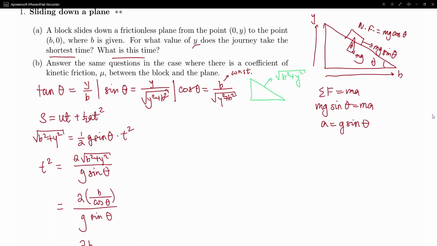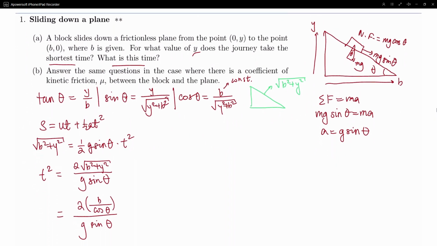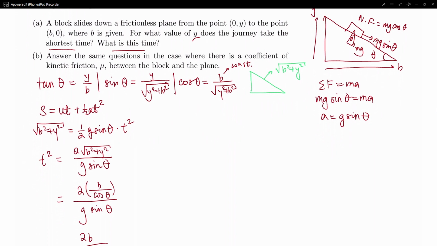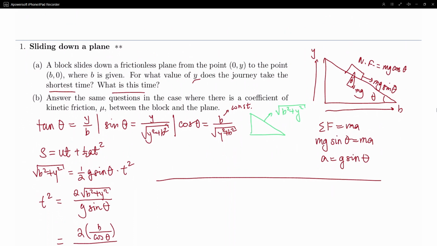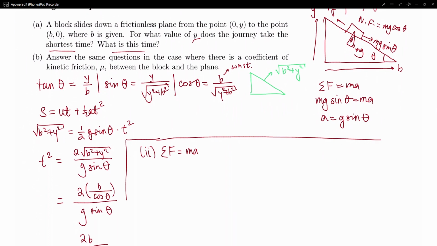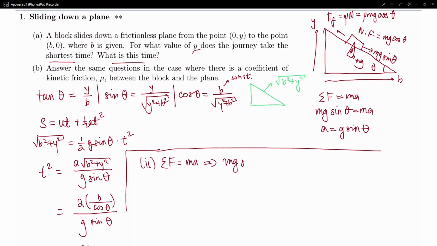Next, the harder variation to this problem is that there's now going to be a coefficient of kinetic friction mu between the block and the plane. So for our new acceleration, using F equals ma, the frictional force Ff is mu N, which is simply mu times mg cosine theta. So the F equals ma equation for part 2 becomes mg sine theta minus mu mg cosine theta equals ma. So a is g sine theta minus mu g cos theta.